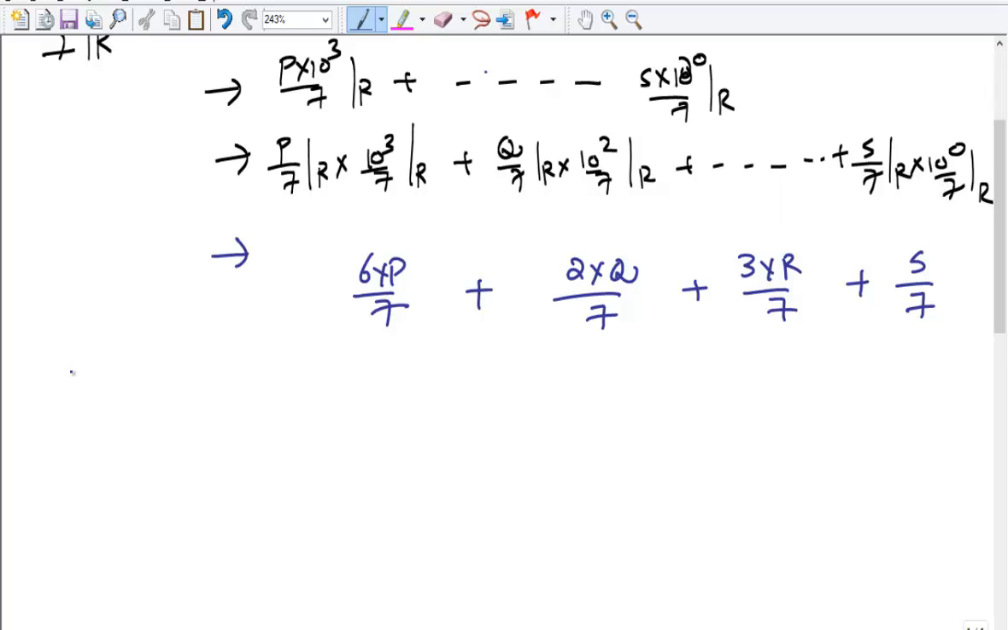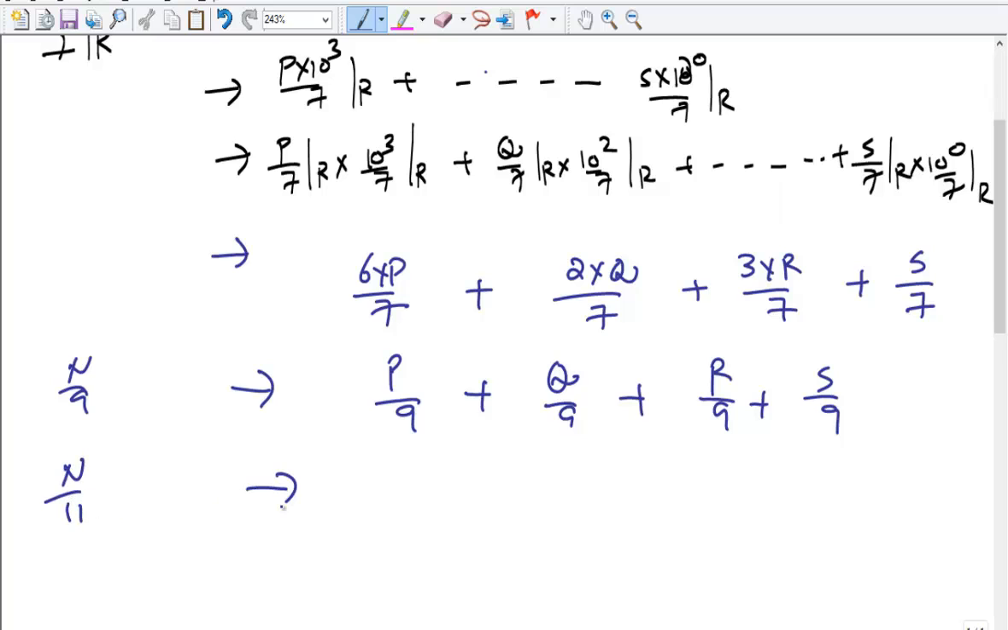However, what happened when we divide by 9 is this appears like P by 9 plus Q by 9 plus R by 9 plus S by 9, and when we're done by N by 11, this appears like 10 times of P by 11 plus 1 time of Q by 11 plus 10 times of R by, not 9, actually it's 11, plus 1 times of S by 11.